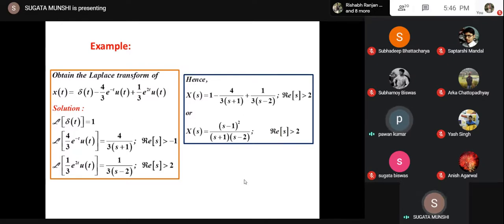Tell me, that signal is a stable one? Huh? Means the system is stable. This is not a system, this is a simple signal.